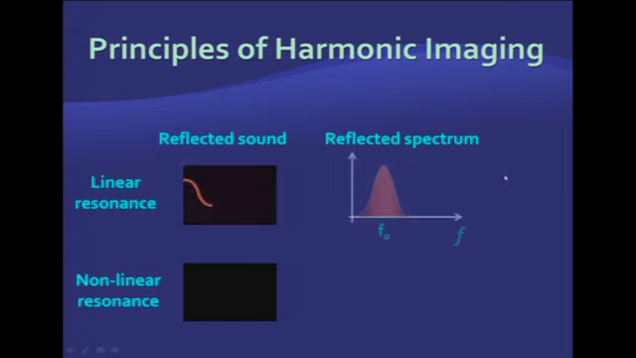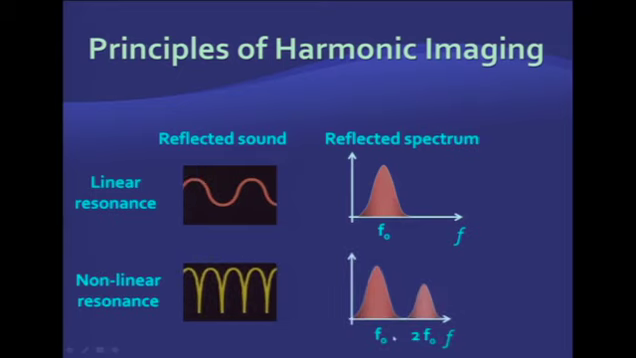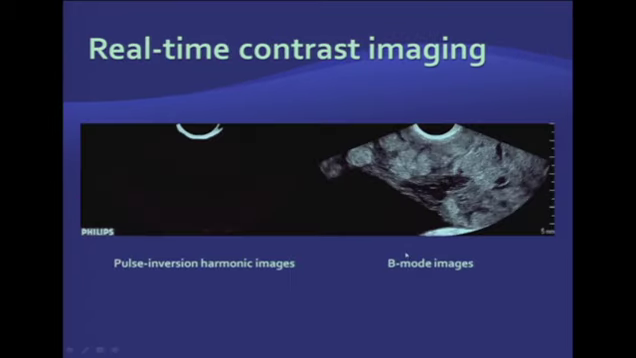If you plot those frequencies and look at them with normal linear resonance, you're going to have one peak frequency. With microbubbles in the circulation, you're going to have two. And by filtering this base or fundamental frequency out of your imaging, you can potentially produce image that will be only composed of signal from microbubbles. This is what it looks like on ultrasound scanner.